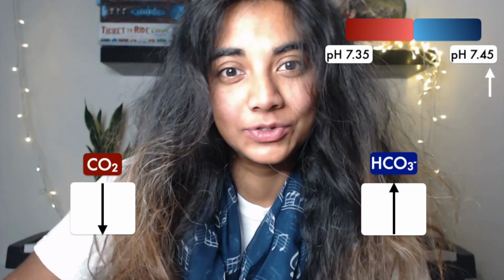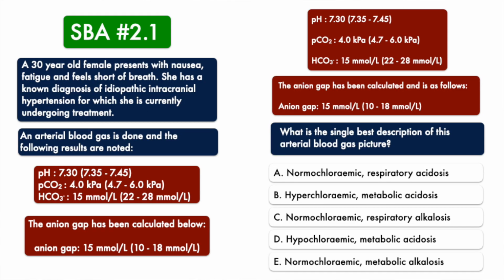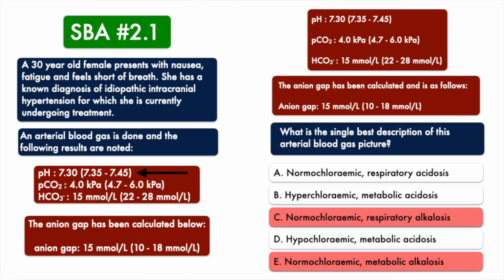Now, let's go back to the question real quick. The first thing to look at when interpreting a blood gas like this is to determine whether there's an acidosis or an alkalosis. Now, looking at her pH, it's lower than normal, so there's an acidosis. This means we can rule out these answers here, and we also know that one of these three other things is happening.